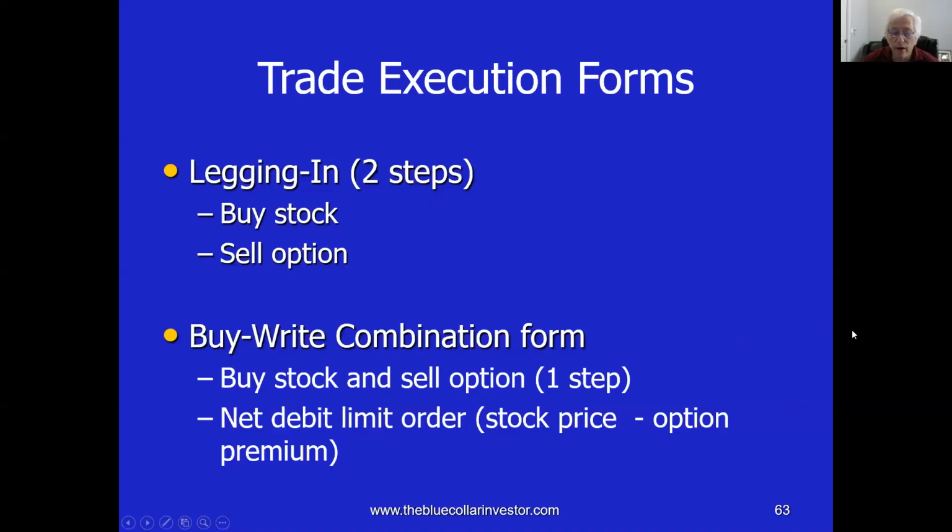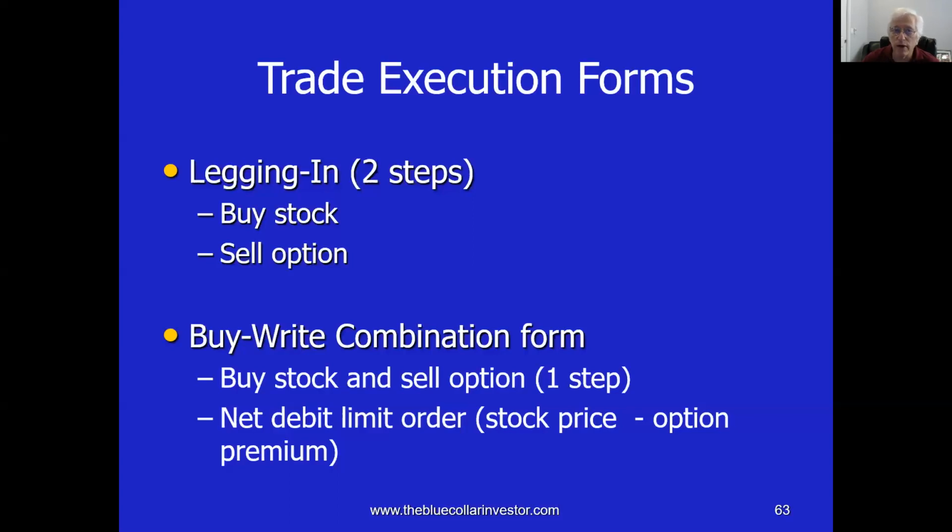The other way of entering a covered call trade is that some brokers have what's known as buy-write combination forms, where you're buying the stock and selling the option in one form, which results in an instruction to our broker to buy at a net debit limit order. When we buy a stock, the stock costs more than the option that we're going to sell. So that results in a net debit situation. We have to pay money to enter the trade, hence the word debit. And the debit is the stock price minus the option premium.